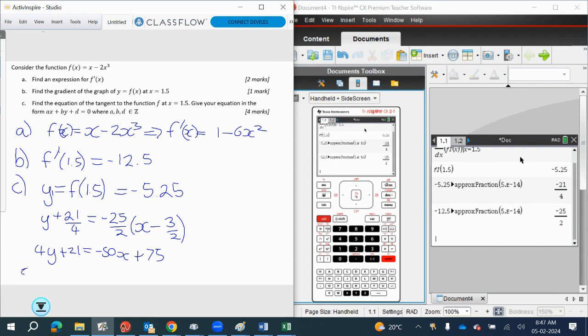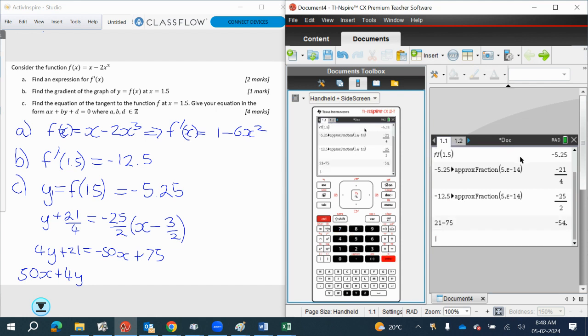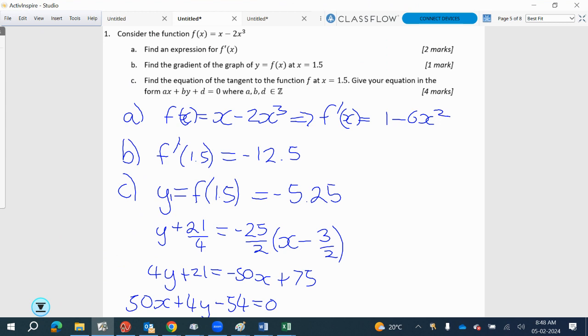Rearranging it, I get 50x plus 4y, 21 minus 75 minus 54, minus 54 equals 0. This is your very typical, simple, basic derivative question that you'll experience on your exams.